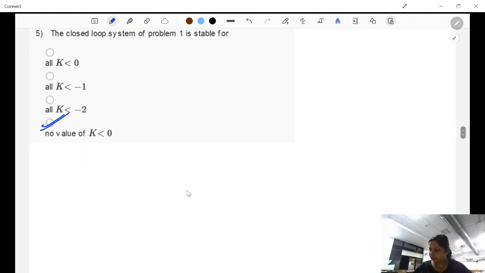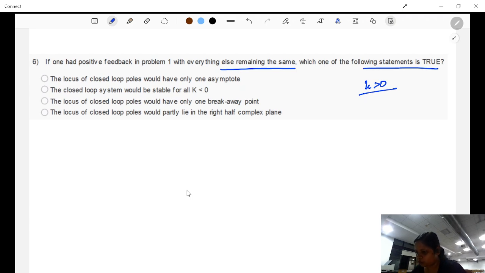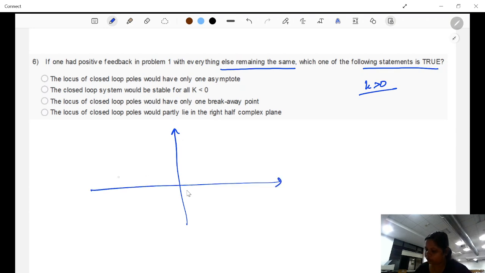Right? The next question is, if one had positive feedback. So the question that I showed you and we had discussed in the last class as well, where k would be essentially greater than 0, in the problem with everything remaining the same, which one of the following statements is true? So what would happen? If that were the case, what kind of root locus did you have? It was going in this way, and there was a pole over here, there was a 0 over here, and it was coming this way. So this was the thing that was happening.